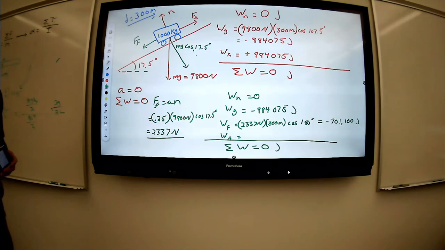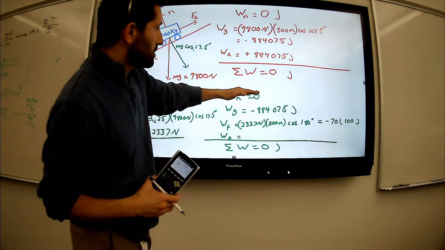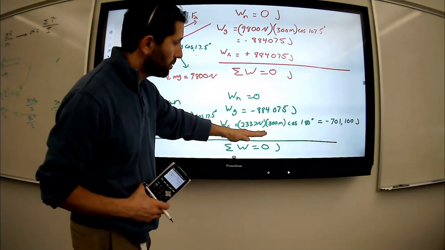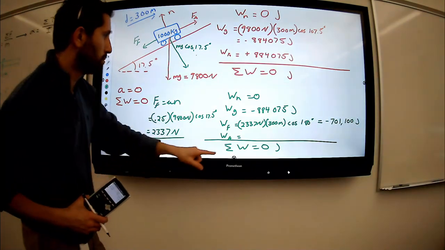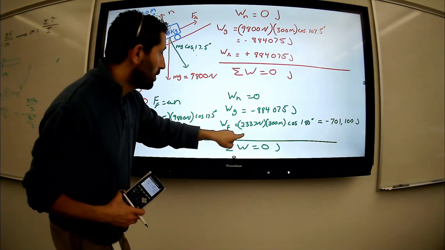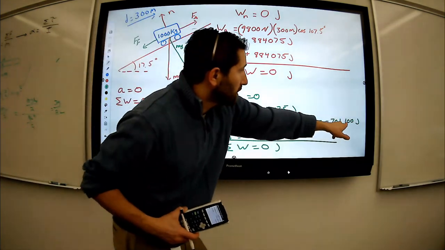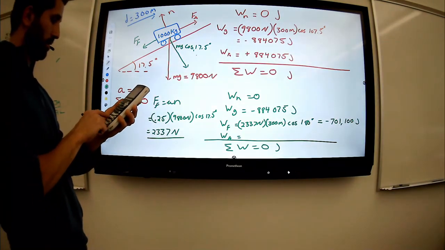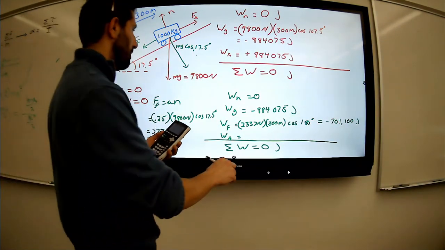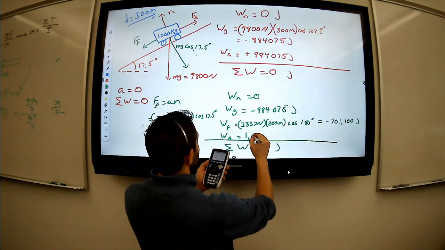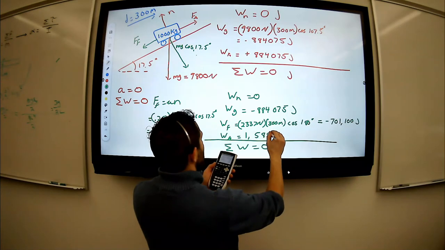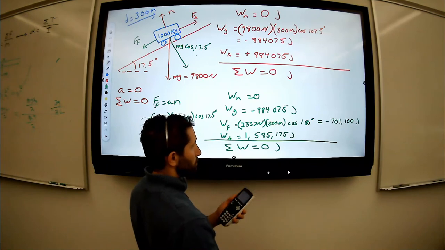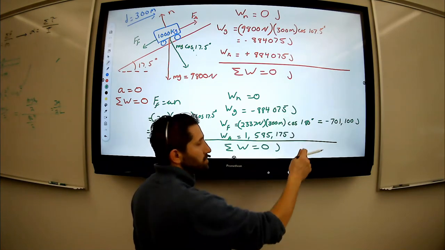Okay, now think about it, guys. This plus this plus this plus whatever the work applied is has to add to 0. So I can figure out what this is. It's going to be enough work to cancel out that and that. All right, so that plus that, I get about 1 million, 585,175 joules. Now, obviously, we can round these things to sig figs.